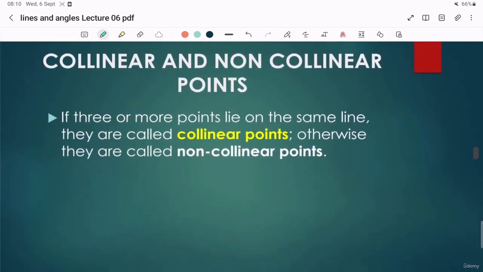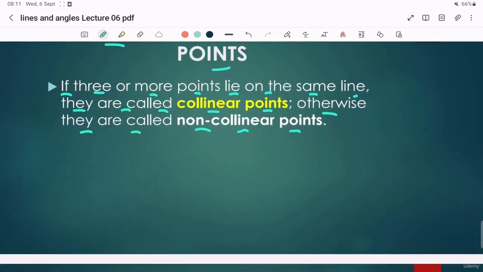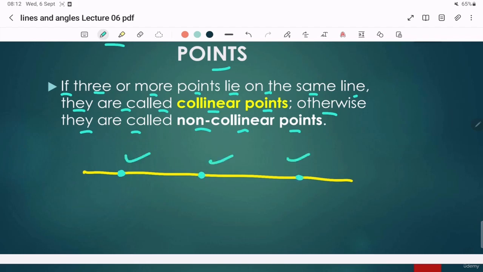Now what are collinear and non-collinear points? If three or more points lie on the same line, they are called collinear points. Otherwise, they are called non-collinear points. Let's say we have a straight line and we have three points. One this, another is this, and third is this. As these three points are on the same line, therefore these are collinear points.